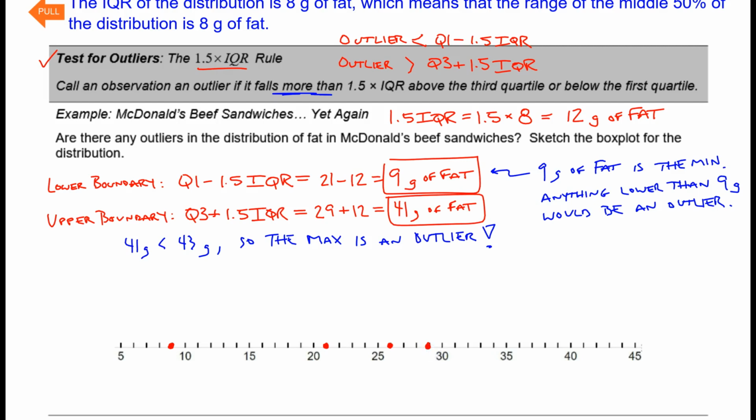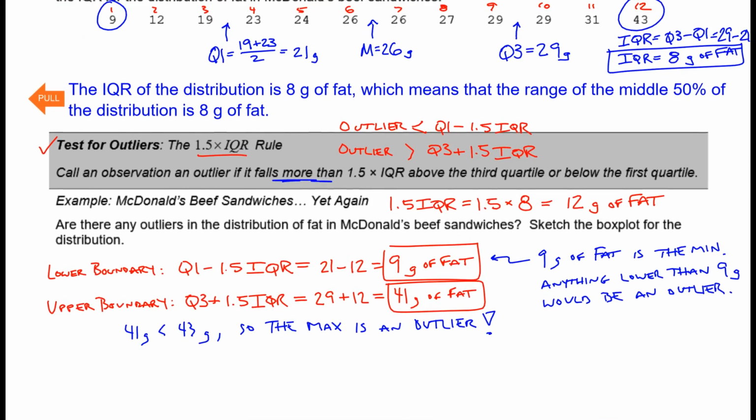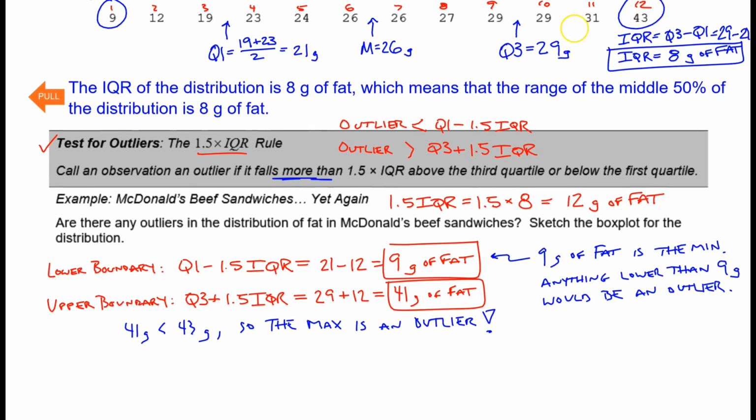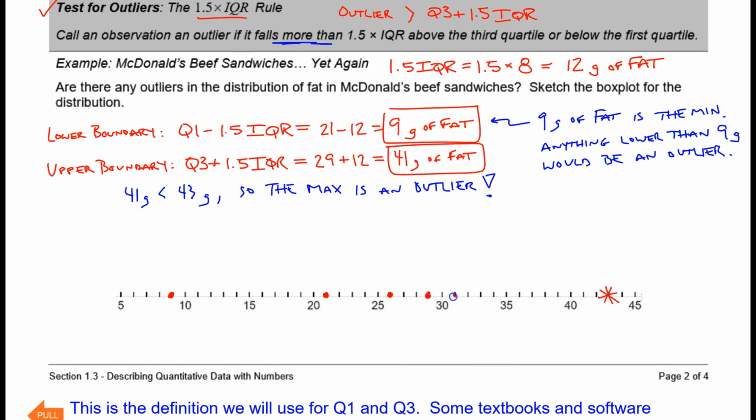And then our max was 43, and I'm going to mark that 43 as an asterisk because we are claiming, hey, that's an outlier. So I do need to look to see for the right-hand line on my box plot, I need to see what that value should be. Well, the next observation below 43 was 31. So I'm going to mark 31 on my number line.